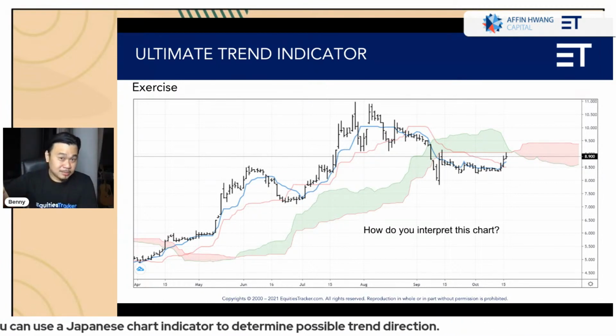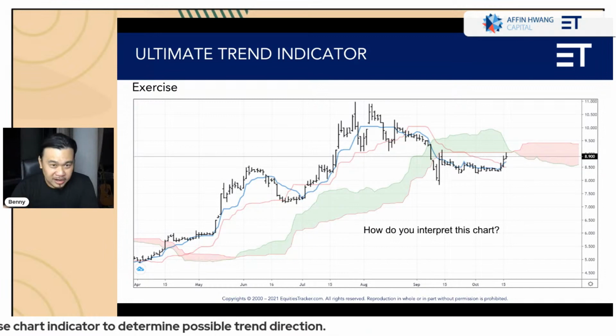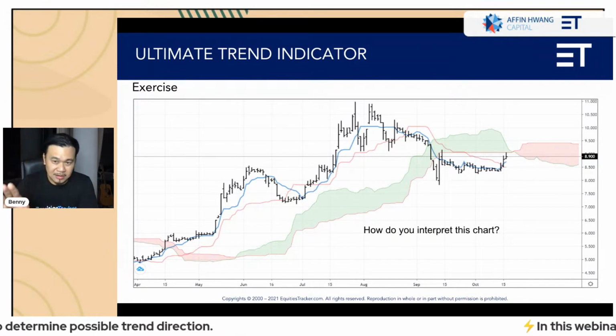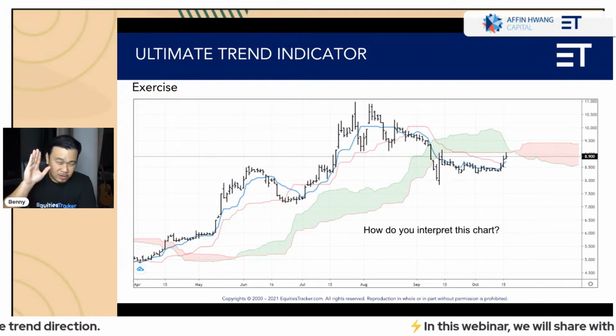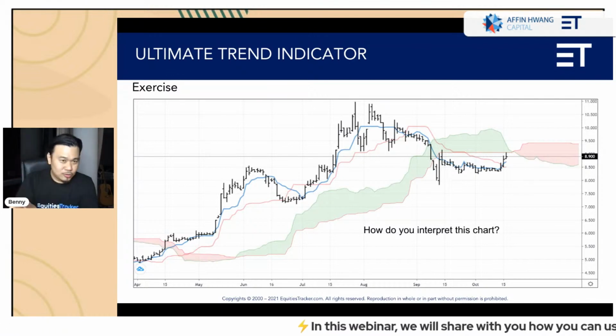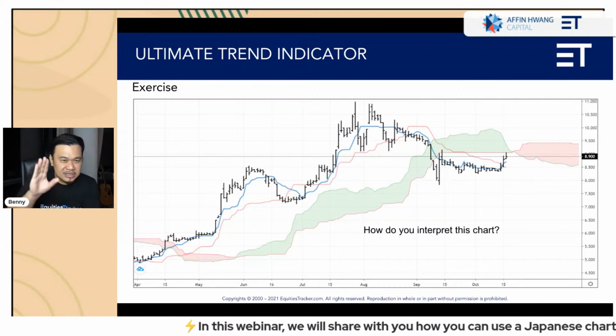That's one possibility. So I need to wait for the next few days and see whether the price is above the cloud. So for those who said that you have to wait for the price to go above the cloud, that's a good answer, right? Because right now it is still bearish.